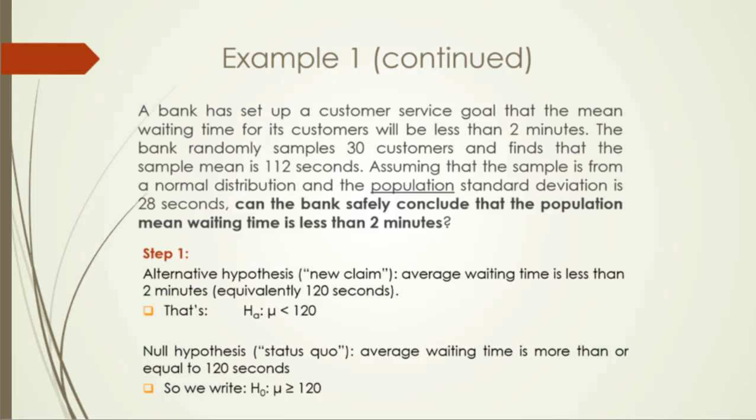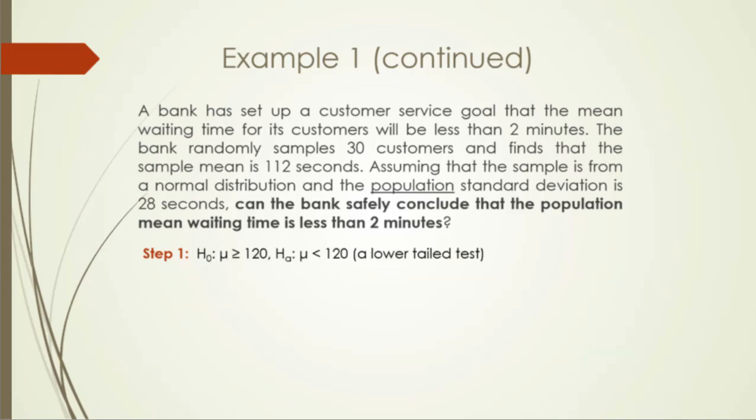Let's get back to the bank example and set up the hypotheses for this example. The alternative is usually easier to set up compared to the null, because it involves the research question we want to test. For this example, that is whether the average waiting time, mu, is less than 2 minutes. So HA is mu less than 2 minutes. I change 2 minutes to 120 seconds. Because H0 is the opposite of HA, H0 is mu greater than or equal to 120 seconds.